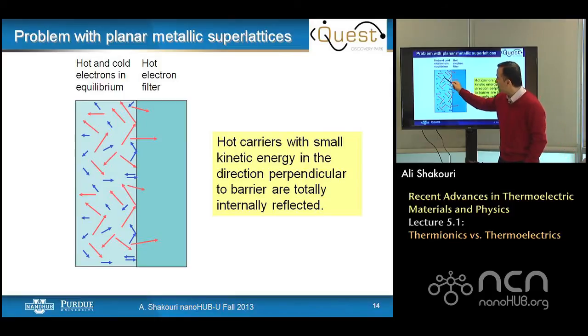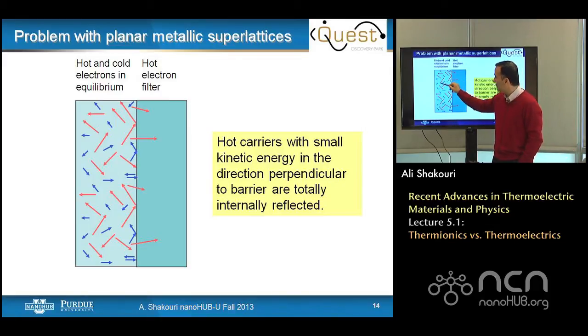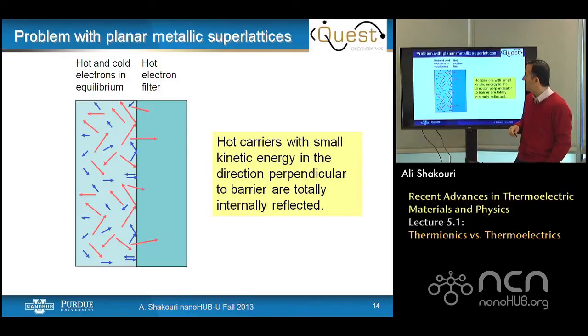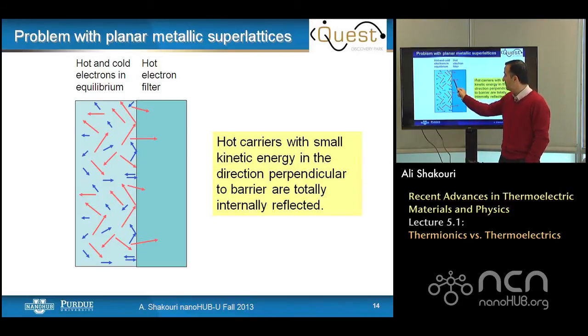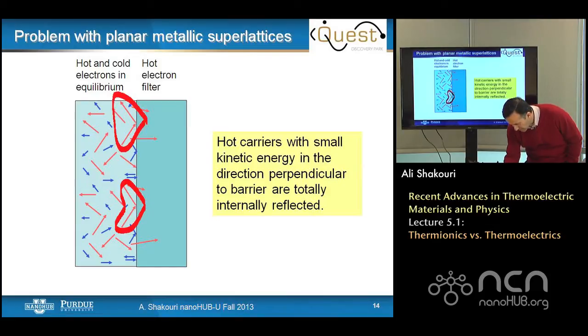If I look at this, you see some of the blue arrows. They are supposed to show electrons with low energy, cold electrons, and some electrons with larger arrows, the red ones. These are the hot electrons. I made a filter here, so I want the hot electrons to go on the other side. But in addition to these hot electrons that go through, you have these hot electrons that are totally internally reflected.